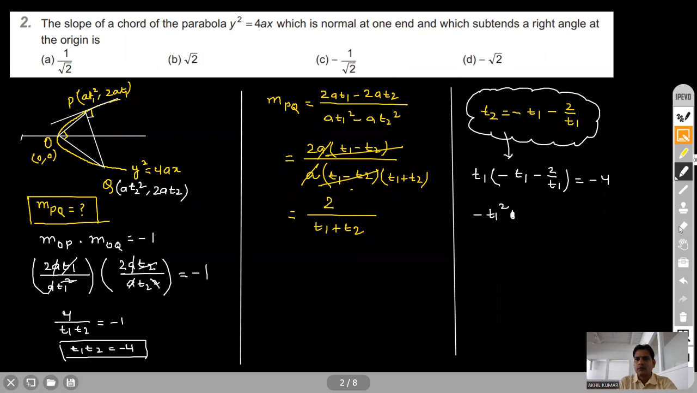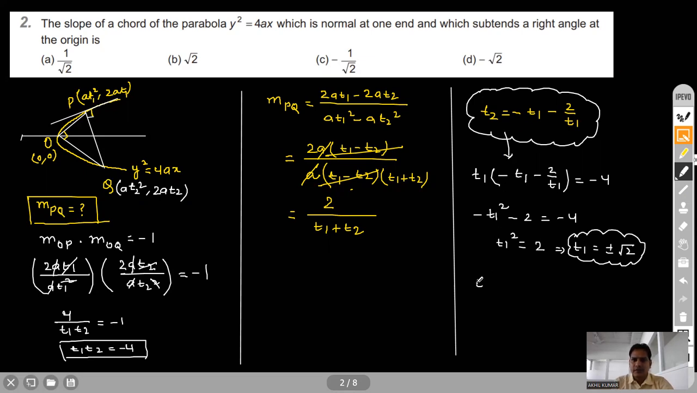Minus of t1 square minus of 2 is equal to minus 4. Okay, so from here we get t1 square is equal to 4 minus 2, that is 2, t1 square is 2. So we are getting the value of t1 as plus minus root 2.